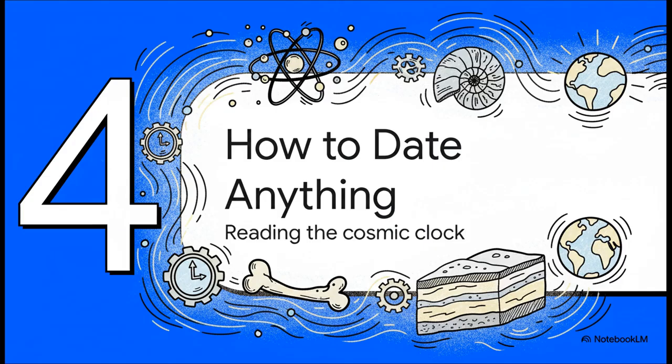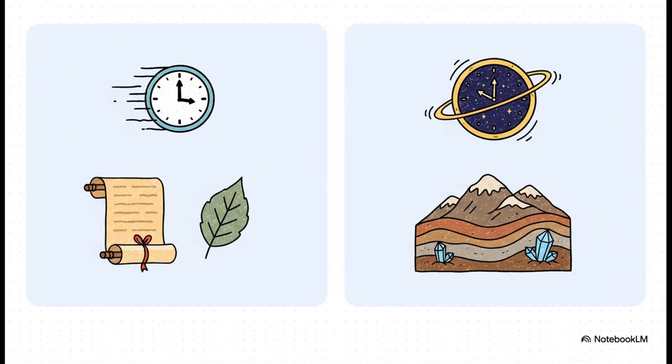Let's get into the real-world applications, because this is where it gets really cool. It's kind of like having different tools for different jobs, right? You wouldn't use a sledgehammer to hang a picture. For things that used to be alive and are relatively recent, up to about 50,000 years old, we use carbon-14. It has a nice, short half-life of 5,730 years. But to date something like an ancient rock, we need a clock that ticks much, much slower. That's where something like uranium-lead dating comes in, with its half-life of billions of years.